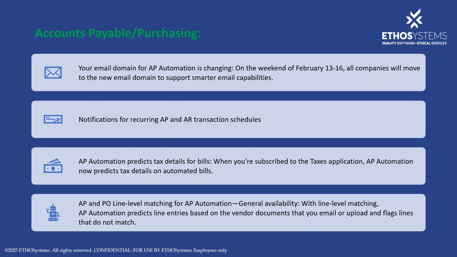Notifications for recurring AP invoices and AR invoices have been updated so that you can get better visibility to those recurring notifications. AP automation is also now predicting tax schedules, expanding capability around that. And also there is the move for AP and PO line level matching for AP automation. Previously, that had been in limited release, and now it has moved to general availability. It's great.